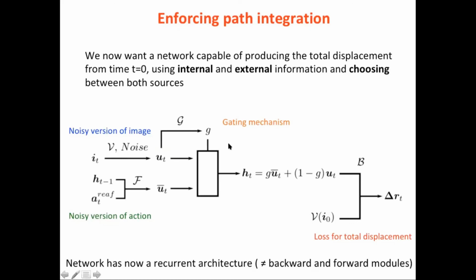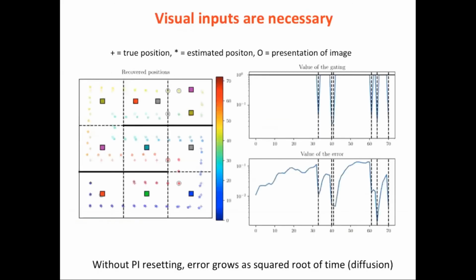So the network has a gating mechanism which is able to put more importance on one source of information or the other as a function of time. If we do that, then we'll see that the network is able to learn how the gating mechanism should act as a function of time. In particular, it learns how to use sources of visual information when they are reliable. So for instance, if most of the time we don't present any image, the network will put 0 weight on the image. And when an image is presented, it will actually use this information to reset the path integrator.